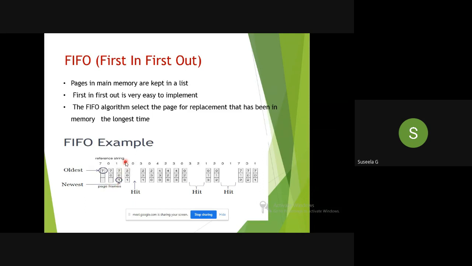Now a page reference 2 is coming. So I need to call the replacement algorithm. So whom I have to replace out of these pages? 7, because first in first out. The one who has come first has to be replaced. So 7 is moved out and 2 is brought inside.